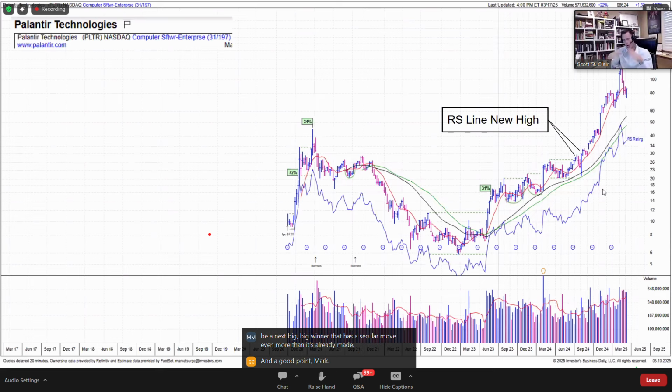Yeah, this wasn't only on the RS line new high. It was in the Minervini template, it was in the earnings gap up list. So they will show up, usually the best ones do, right? Yes. They pollinate across a number of different types of reports and screens.